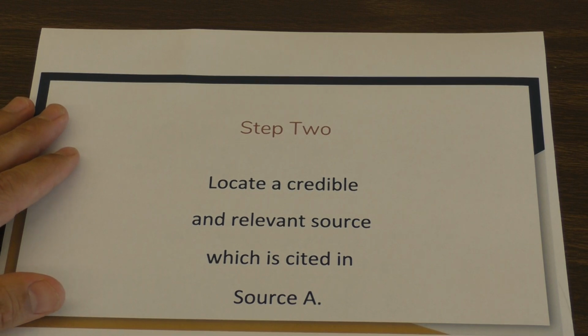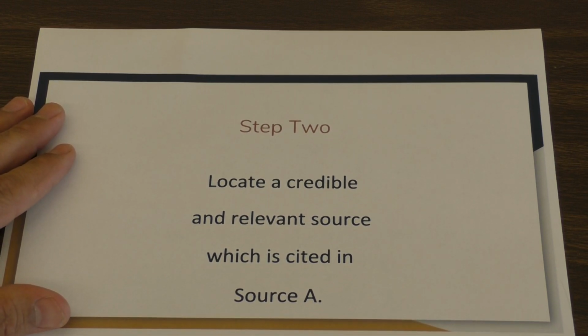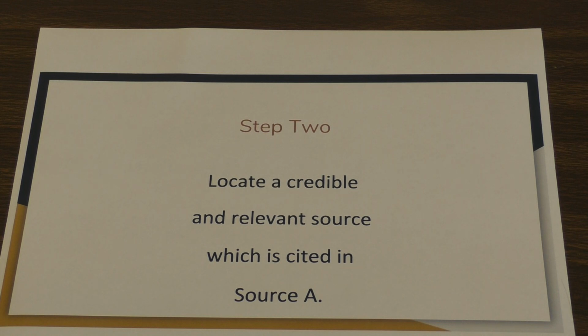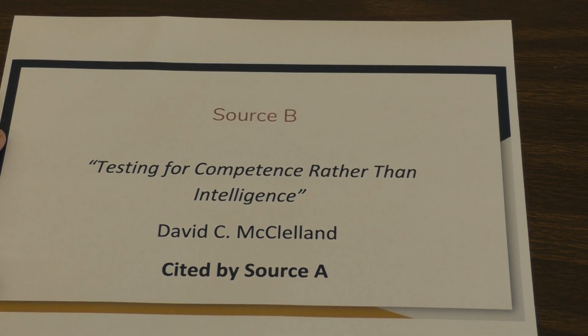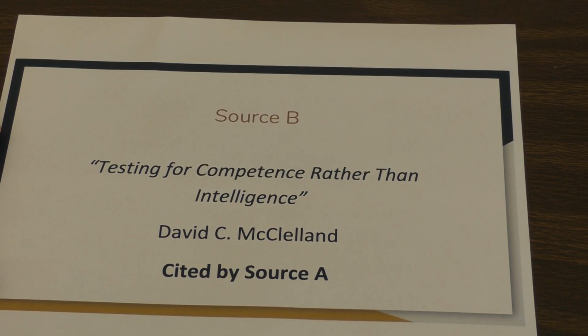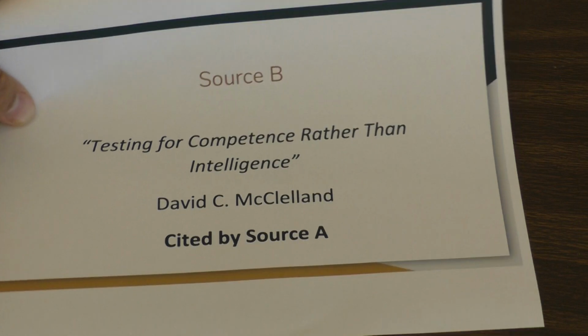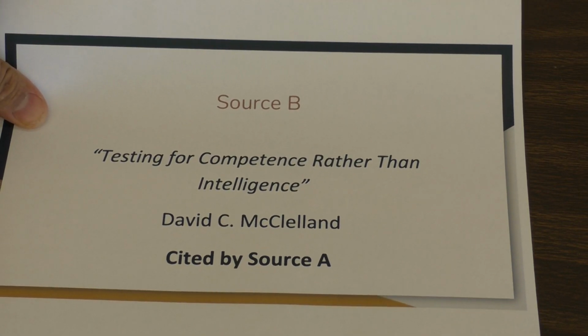Step 2 is to take the work of source A and locate a credible and relevant source which is cited in source A. When I read source A, Working with Emotional Intelligence, I see very early on in the process that Dr. Goleman cites the work of Mr. McClellan, and this becomes my source B. The resource is Testing for Competence Rather Than Intelligence, a work by David McClellan, which is the foundation for the work that Mr. Goleman uses in emotional intelligence. So source B is cited by source A.